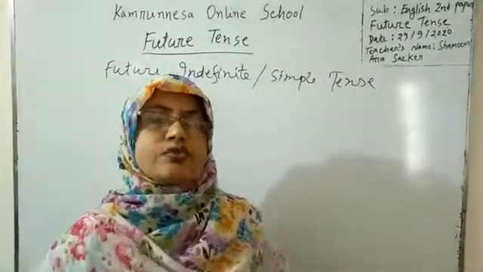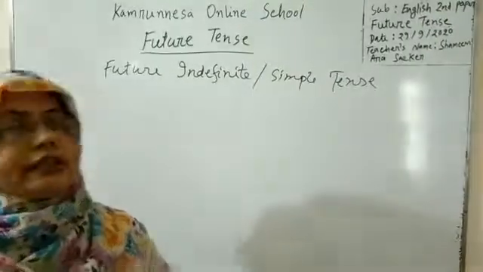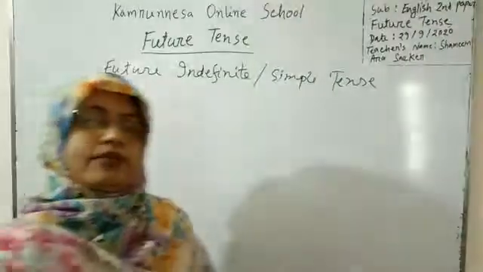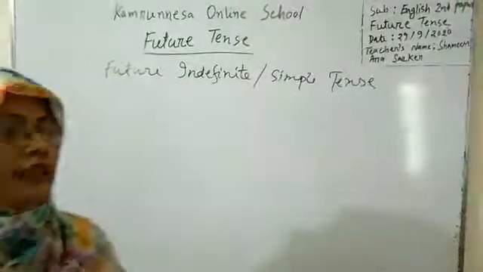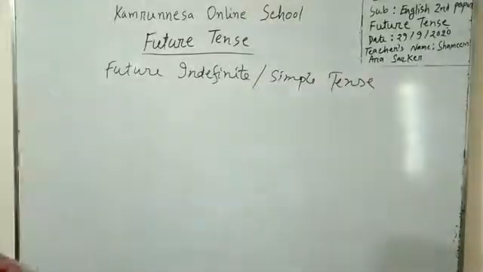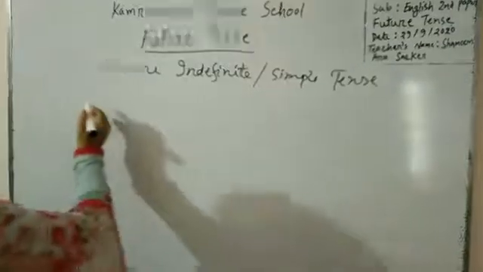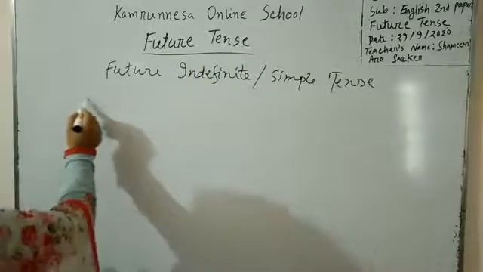Future indefinite or future simple tense is used to indicate an action that will happen in the future. ভবিষ্যতে ঘটবে কোনো কাজ এমন বুঝালে we use future indefinite tense. Okay. Let us see 2 examples.